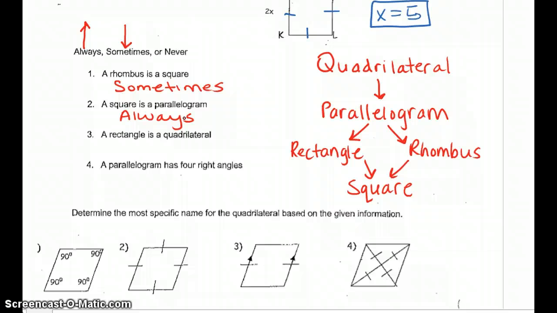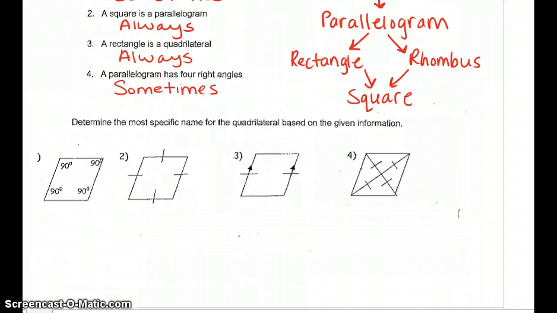Number 3, a rectangle is a quadrilateral. That always happens. Every rectangle has four sides. When you read the statement, you move up. And a parallelogram has four right angles. That would be saying a parallelogram that's a rectangle. When you read that statement, you move down, so that is sometimes. We will see some never examples a little bit later.